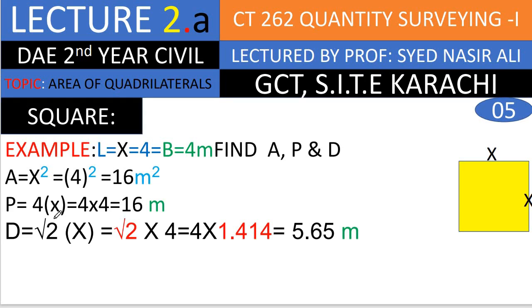Now take the example for calculation. This is a square of length and breadth 4. Find area, perimeter and diagonal. Area is equal to x square, just 4 into 4, 4 raised to power 2. We are getting 16 meter square. For perimeter, 4 multiplied by x, we get 4 into 4 is equal to 16 meter. For diagonal, just root 2 into x, root 2 into 4, and root 2 means 1.414, so 4 multiplied by 1.414, you are getting the result 5.65 meter diagonal.